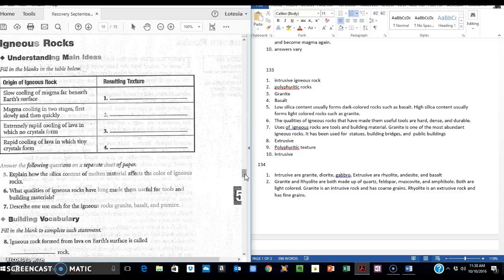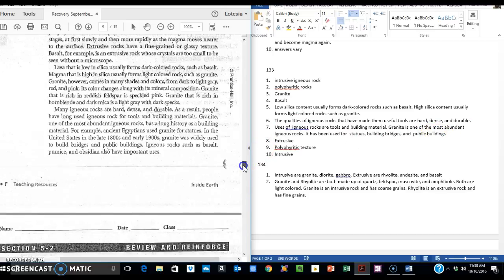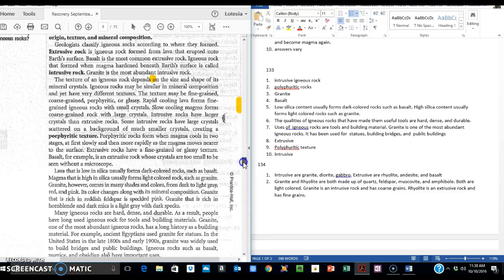What qualities of igneous rocks have long made them useful for tools and building materials? So I put that the uses of igneous rocks are tools and building materials. Granite is one of the most abundant igneous rocks, and it has been used for statues, building bridges, and public buildings. All right.